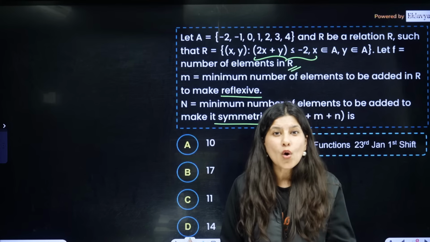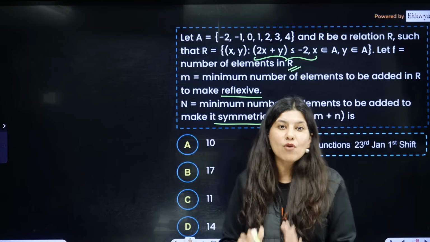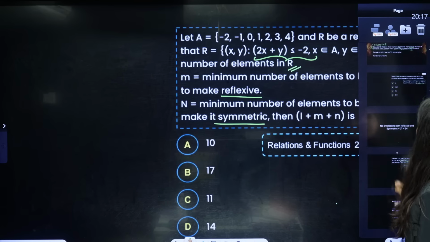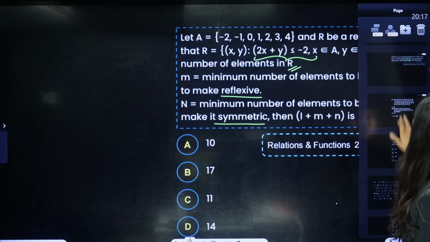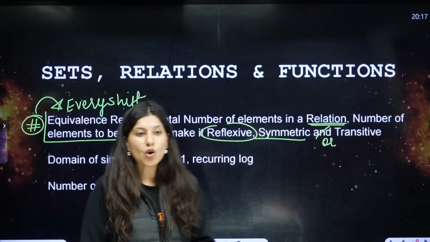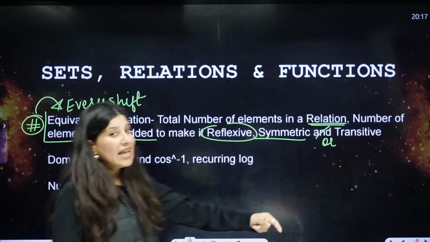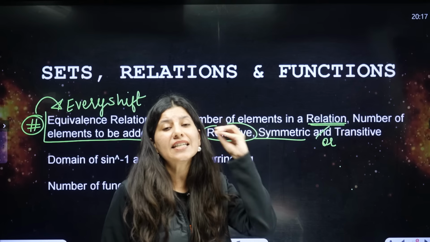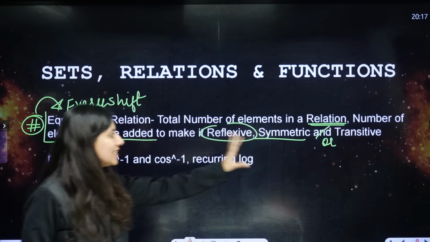Okay, so go and watch all these questions we have already discussed. Based on this, in every shift we will see this question. I have told you that this is the one topic I don't think any JEE aspirant should skip, because this is the highest frequency topic which we are seeing over here.